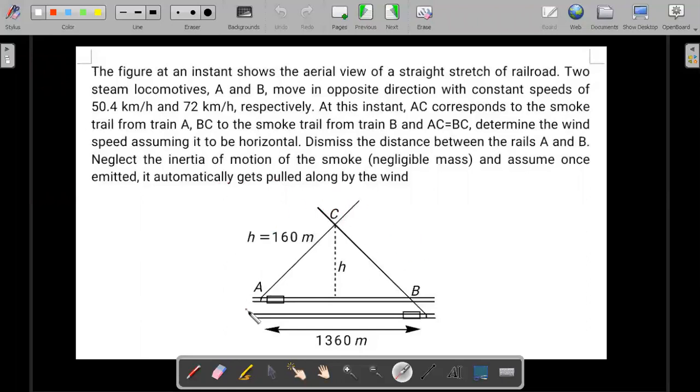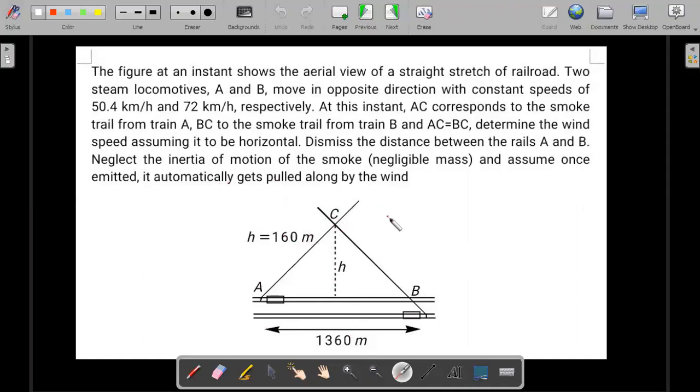Okay, so please do understand that this is a top view. So what we are looking at is a horizontal plane. So the distance at that particular instant of the two trains is given as 1360 meters, and the height of the triangle that is formed by the smoke trails which intersect at C is given as 160 meters. So with this information, you're supposed to calculate what is the speed of the horizontal wind in this particular situation.